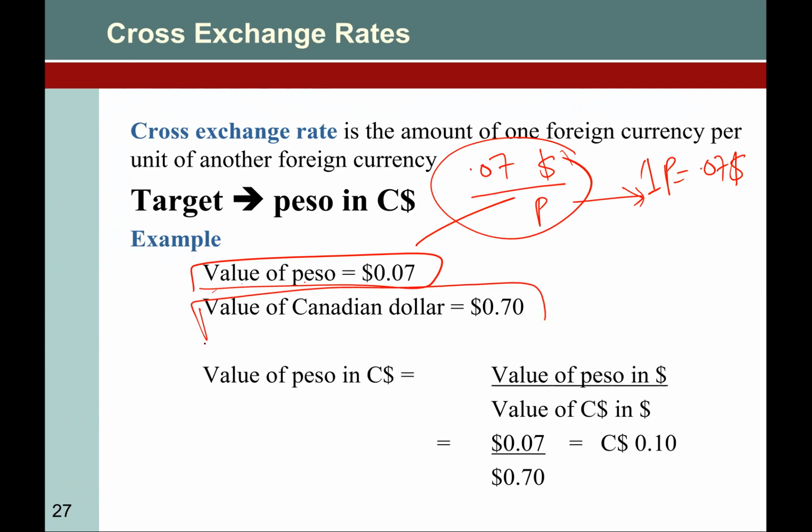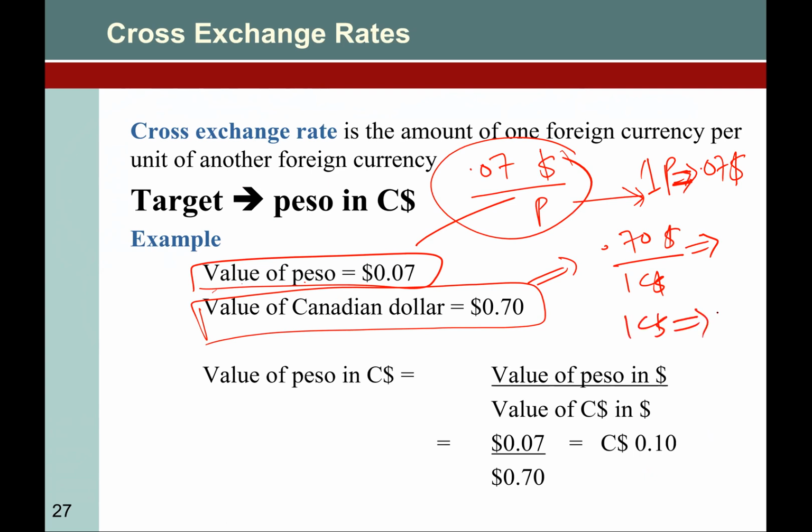And what is this? If we write it down in the form of a ratio, the value of Canadian dollar is $0.70. It means $0.70 divided by 1 Canadian dollar. Sorry, it's not equal, it leads to that 1 Canadian dollar value is $0.70. Right?